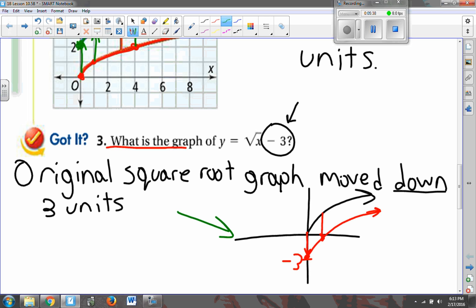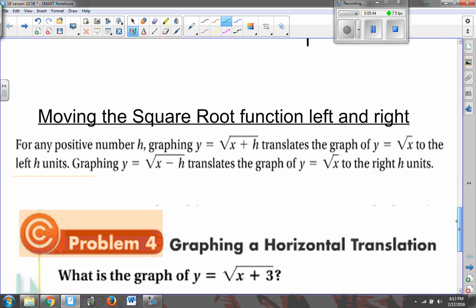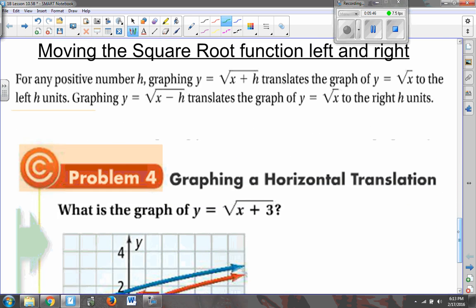We are adding a number at the very end of our equation. If I want to move the square root function left and right, I am now going to add or subtract a number underneath the square root with the x. Okay, so it's going to be under the square root now instead of outside of it at the end of my equation.